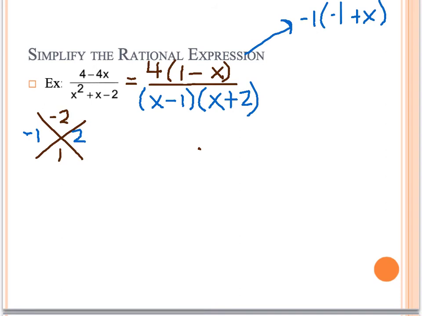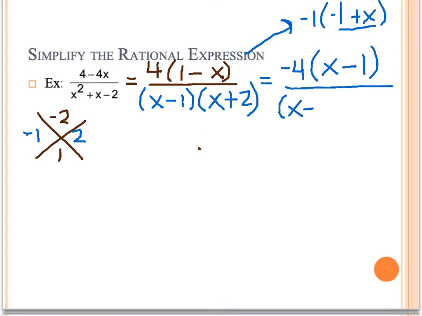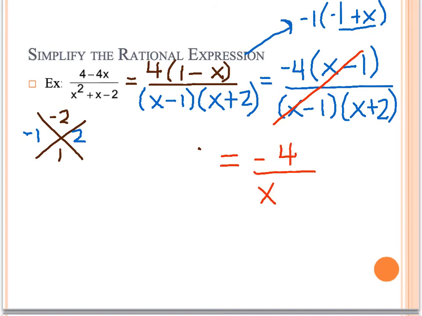And so what this becomes, I've got the -1 that I'm going to multiply with my 4 to give me -4. And now I'm going to switch this to x minus 1 all over x minus 1, x plus 2. And now I notice I have an x minus 1 and an x minus 1 that I can get rid of. And my final answer will be negative 4 over x plus 2.